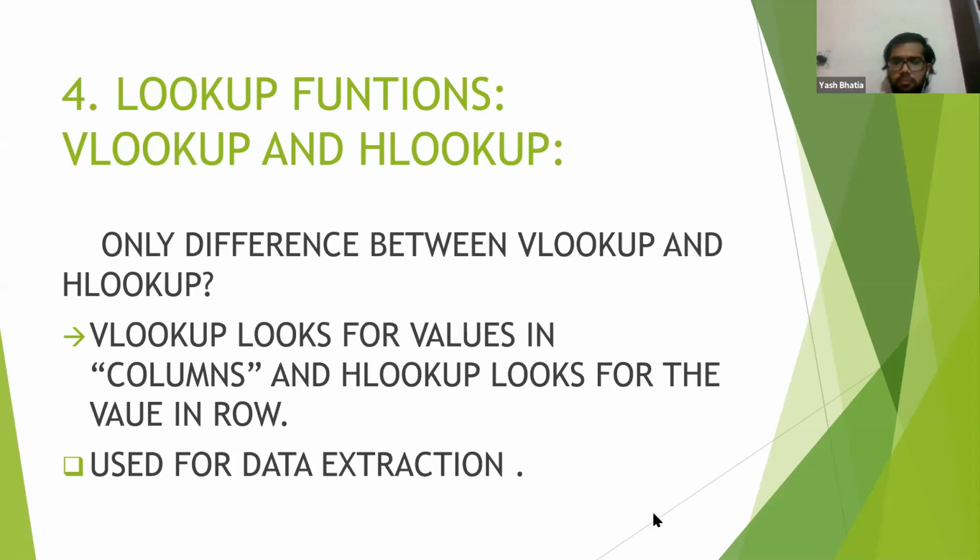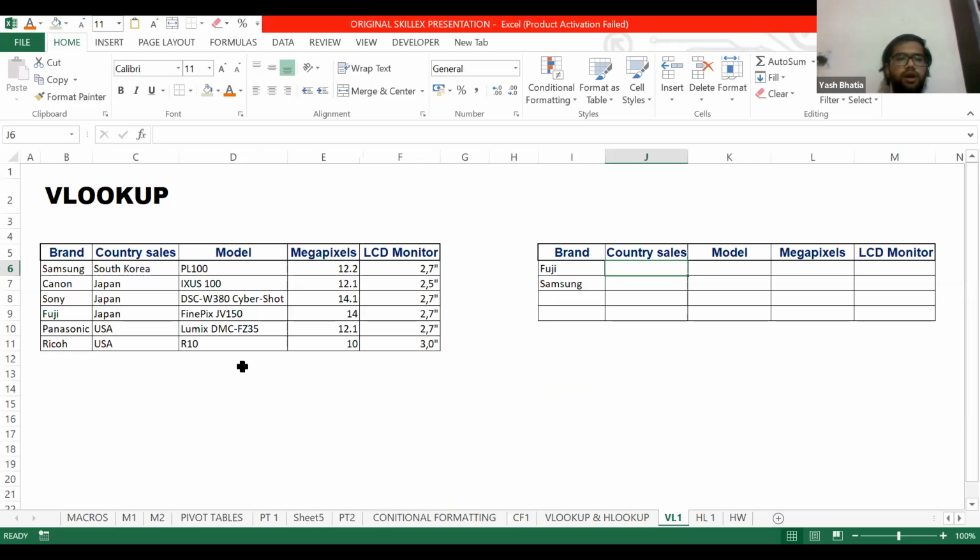For VLOOKUP, I have this question. You can have a look at the table. On the left side, it's showing the brand, the country, model, megapixels, LCD monitor. And you can have a look at the table on the right side. It's somewhat similar to the table on the left, but with a slight difference that there are fewer items. In the remaining cells, we need to fill or extract the data from the left table. We use lookup functions, and we are going to use VLOOKUP for this.